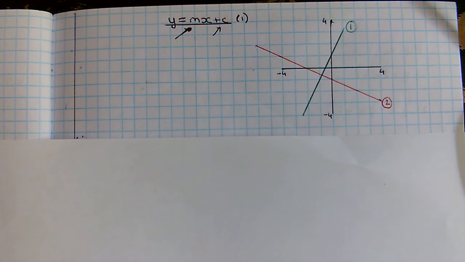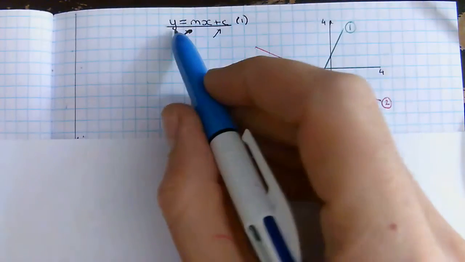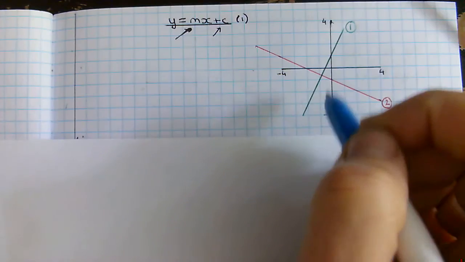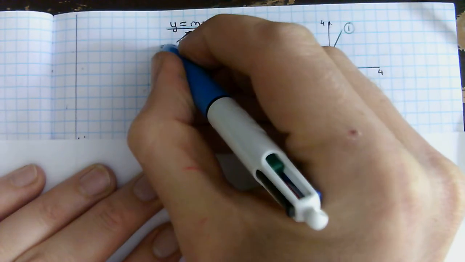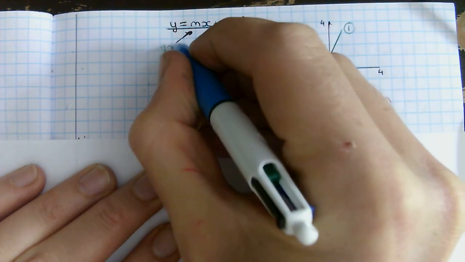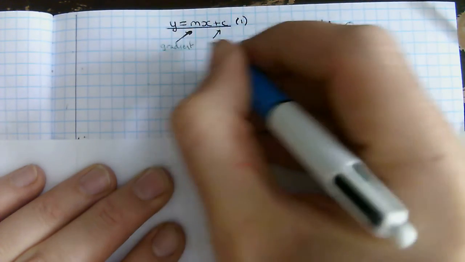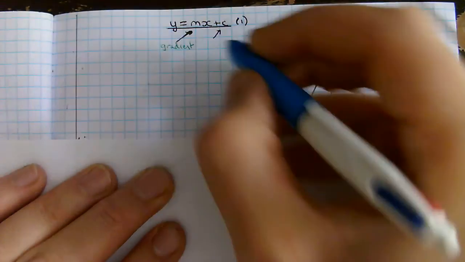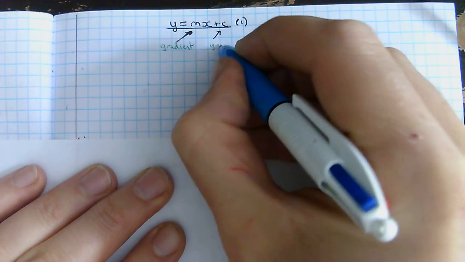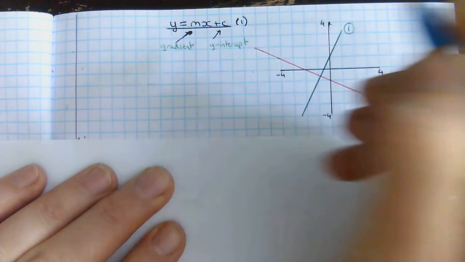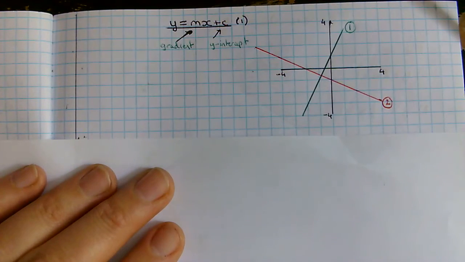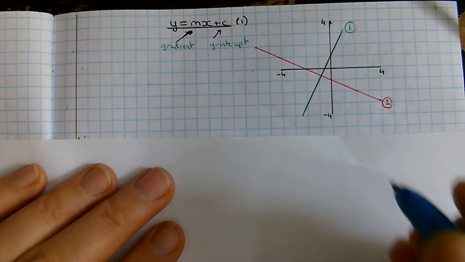Here we've got what's called y equals mx plus c. So y and x are the two numbers that we've got on our axes. The m is the gradient. The c is what we call the y-intercept. That's the point where the line crosses the y-axis. So let's look at graph 1 and see if we can work out what its equation is.